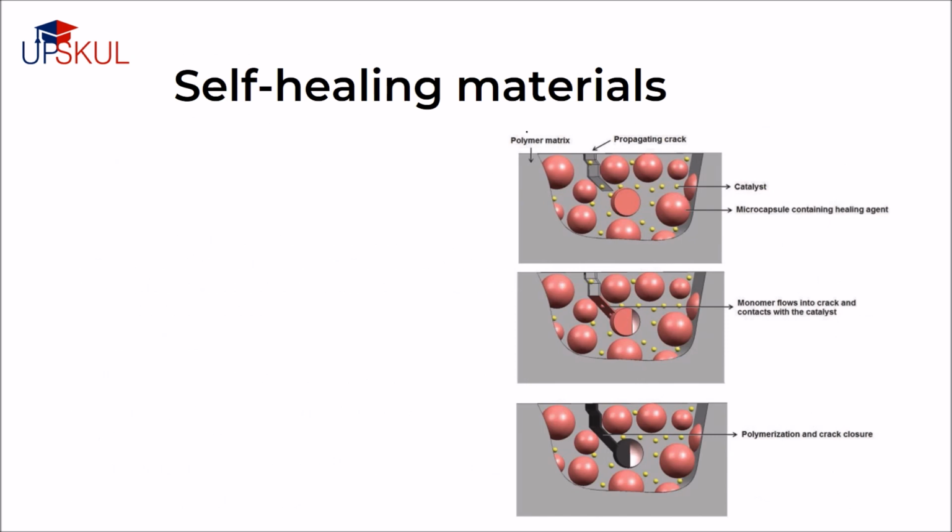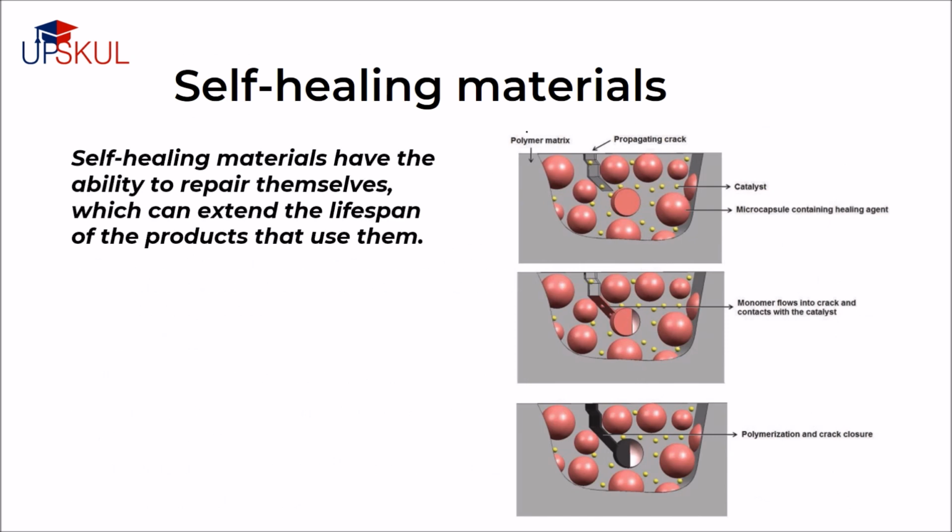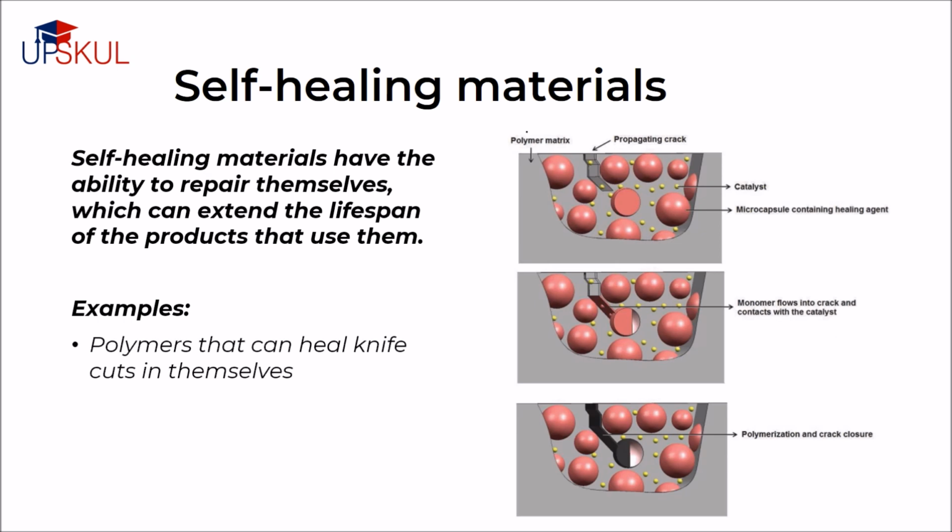Self-healing materials have the ability to repair themselves, which can extend the lifespan of the products that use them. These include polymers that can heal knife cuts in themselves, metals that resist corrosion, and concrete that can heal when cracked.